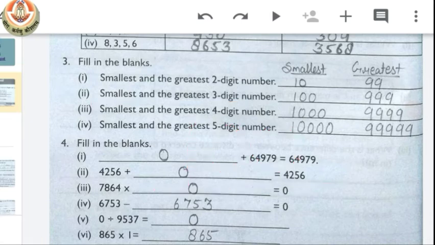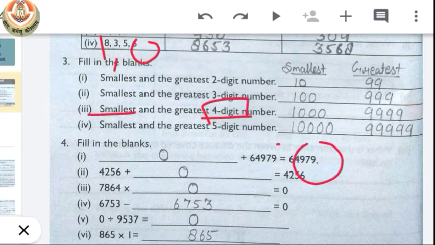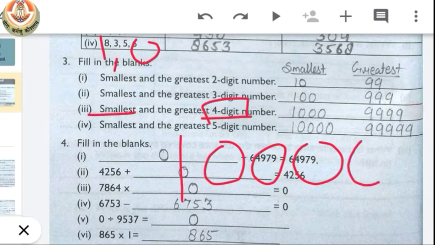Similarly, for smallest four-digit number, we have to use only 1 and 0 for making smallest number. So for four-digit number, first we will place 3 zeros and then 1 for the fourth place. That means 1000. And similarly, for 5-digit smallest number, we have 10,000.